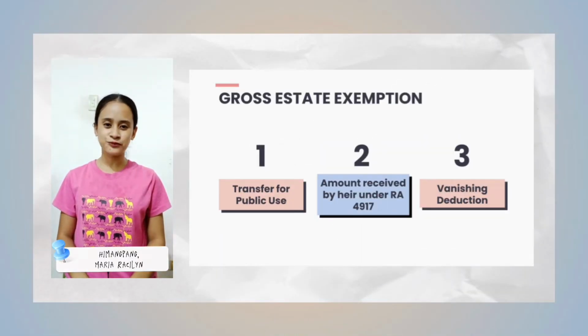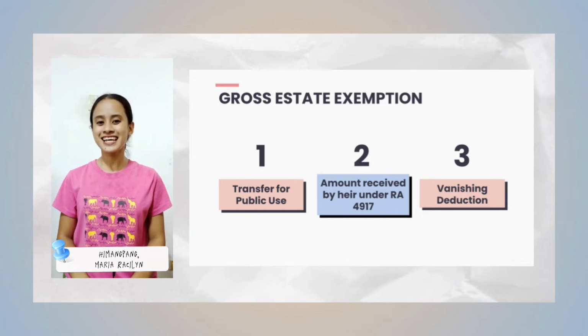Gross estate exemption. First, transfer for public use. Second, amount received by heirs under RA 4915. And last, vanishing deduction.